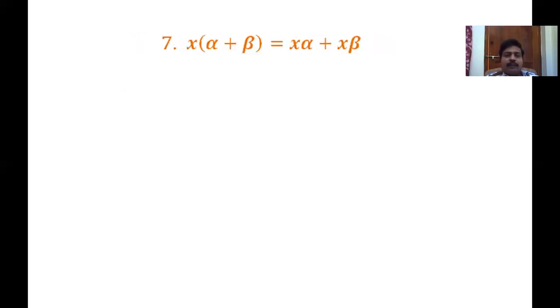Now the seventh one. x times (alpha plus beta) is equal to x alpha plus x beta.